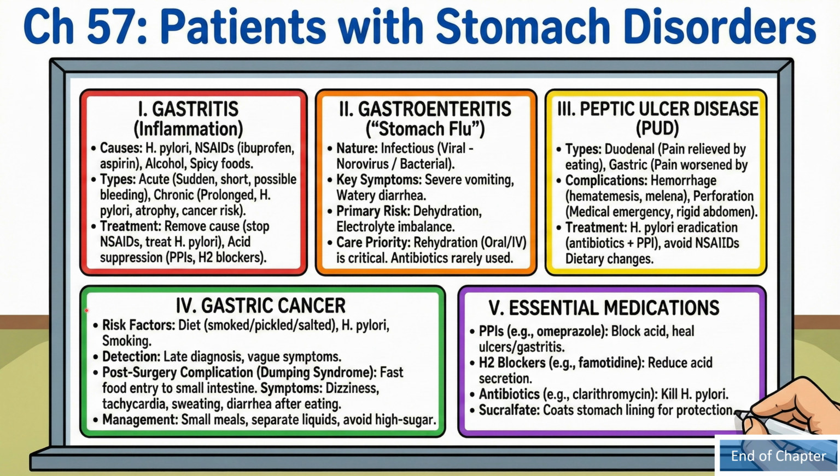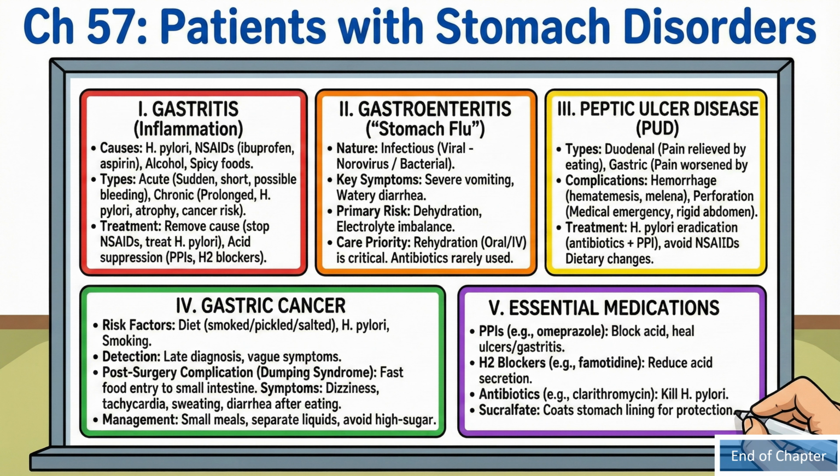dietary changes. For gastric cancer, the risk factors, detection, post-surgery complication, which is dumping syndrome, management: to eat small meals, separate liquids, and avoid high sugar. We also talked about medication, the PPIs, omeprazole, pantoprazole, block acid production, and crucial for healing ulcers and gastritis.